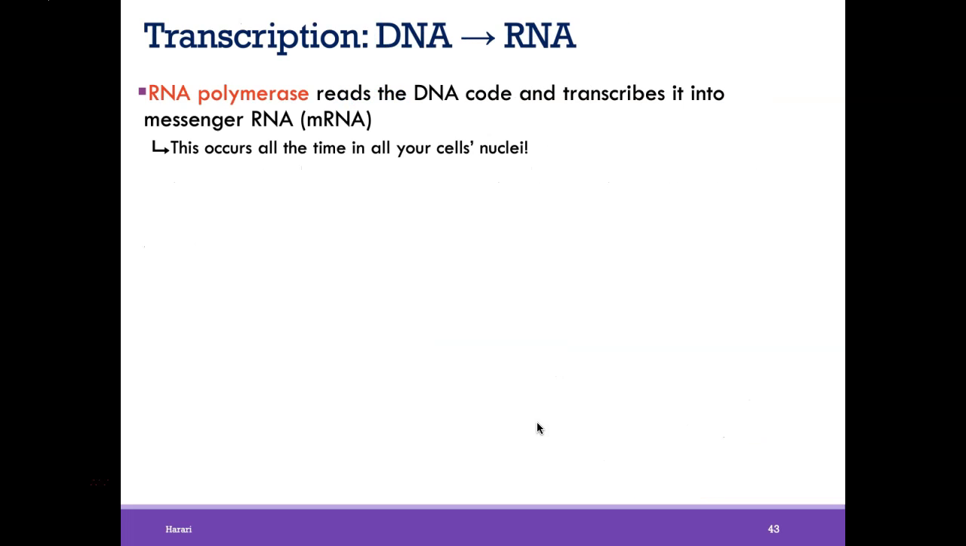And the enzyme that can do this is RNA polymerase. RNA polymerase can read the DNA code and transcribe it or rewrite it into messenger RNA. So RNA polymerase is doing that right now. So in all the cells and all of your nuclei right now, any protein that needs to be made has to be made from an mRNA transcript. So right now, RNA polymerase in your nucleus and all of your nuclei is rewriting some of your genetic messages into mRNA.